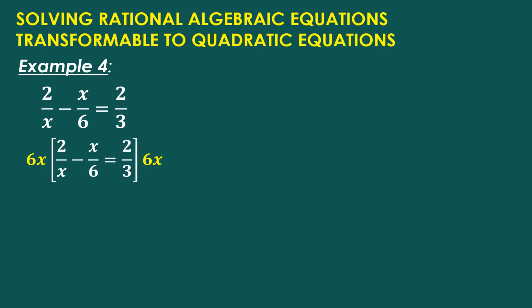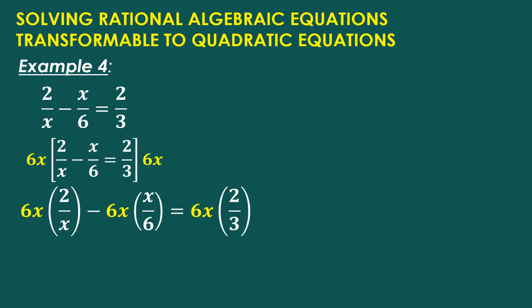So we need to multiply every term to the LCD 6x. Doing that, we'll have 6x times 2 over x minus 6x times x over 6 equals 6x times 2 over 3. Since we are multiplying fractions, there are terms that we can cancel out. So we can simplify x over x as well as 6 over 6. Doing that, we are going to have 12 minus x squared equals 4x.